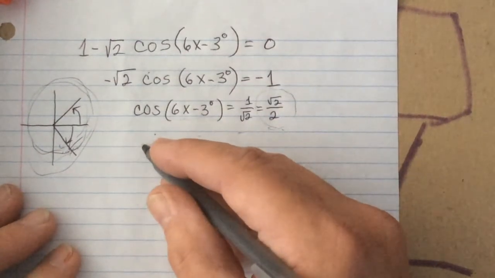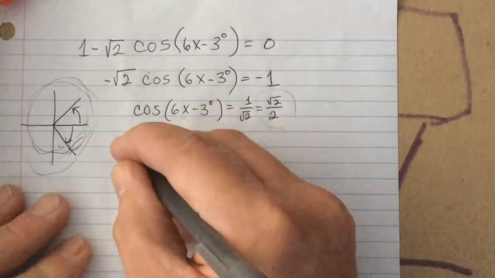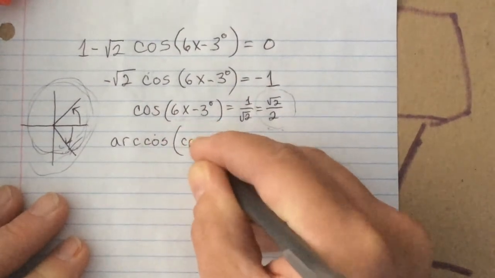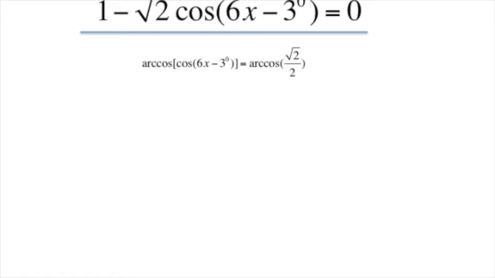Here is what it looks like when you go through the actual algebraic steps to make this happen. In order to undo the cosine function, we use the arc cosine relation. That's the inverse relation to cosine. So if we take the arc cosine of both sides, on the left side, arc cosine and cosine will both go away, leaving you with 6x minus 3 degrees. And on the right side, arc cosine is defined as plus or minus the inverse cosine of, in this case it's square root of 2 over 2, plus 360 degrees times n, or 2 pi n if you're dealing in radians.